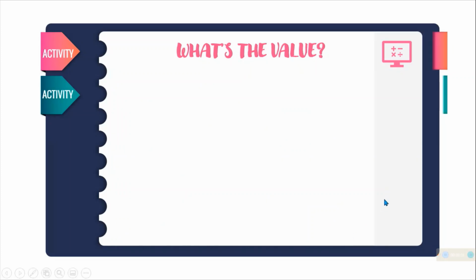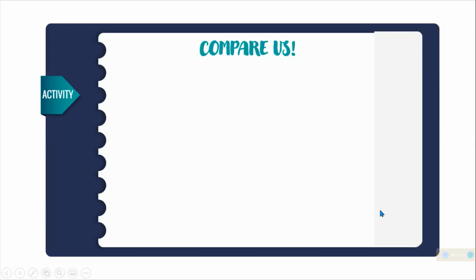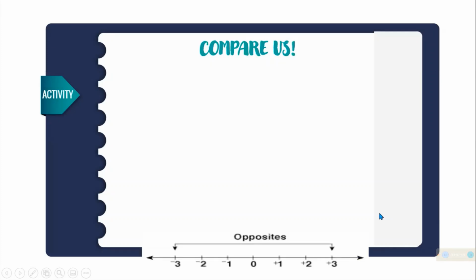Another activity, compare us. So, dito naman, ito yung guide natin, yung number 9 natin. So, 0, nasa middle siya, then going to the right is positive numbers, and going to the left is negative numbers. Pag sinabing positive or going to the right, pataas siya. So, pag sinabing going to the left, that is pababa. So, pataas, pababa. Let us compare.